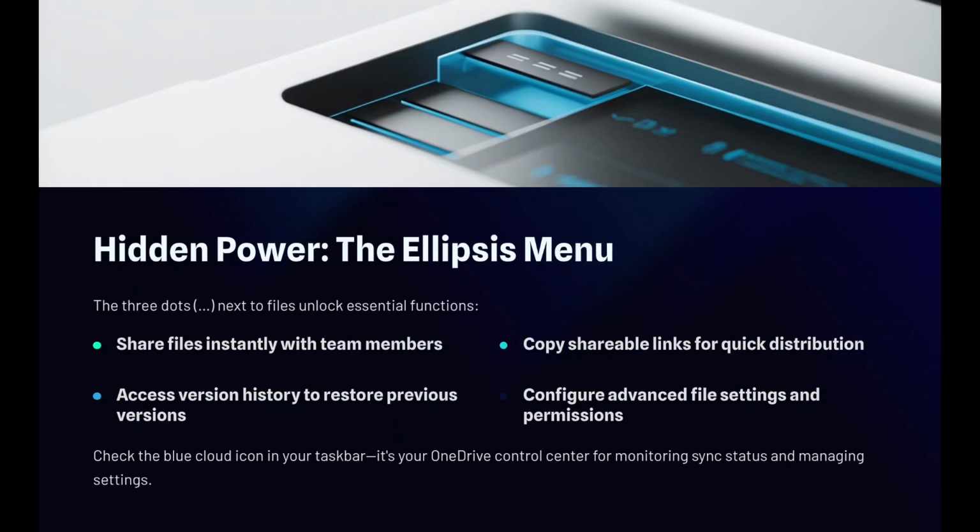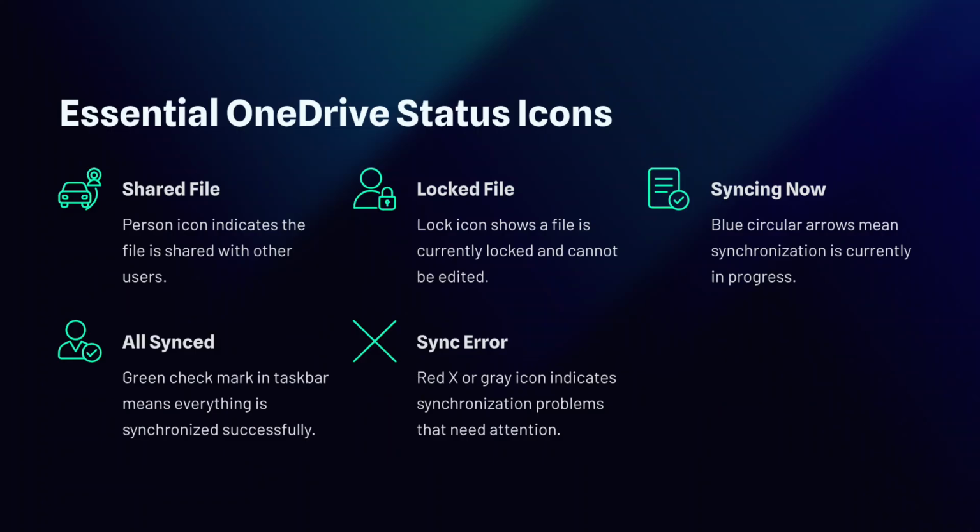Ellipsis options refer to the three dots you often find next to files. These hide important functions such as share, copy link, or version history. The blue cloud icon in your taskbar is the OneDrive control center. A green checkmark here means everything is synchronized. A red X or a gray icon indicates problems.